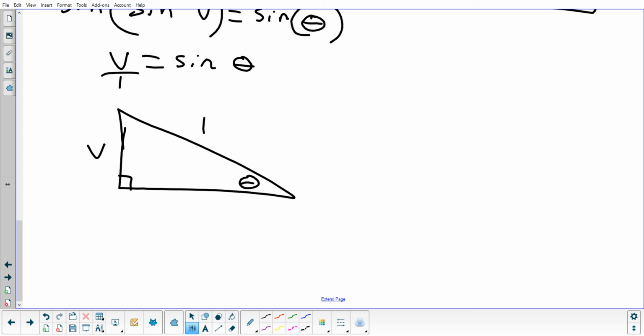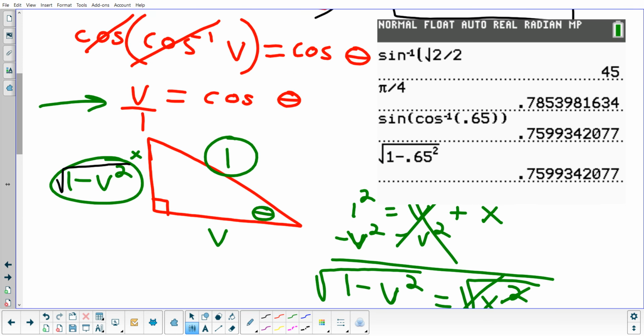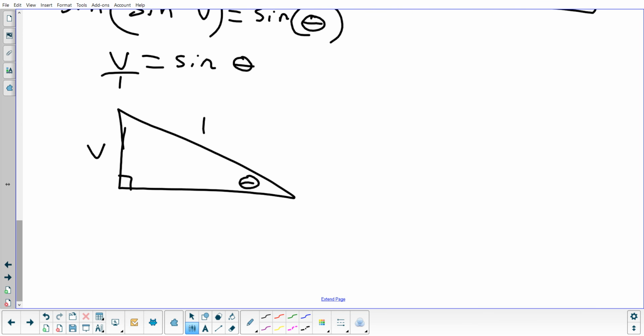If you scroll back up, this is the exact same diagram you just had. One of the legs is v, the hypotenuse is 1. So if we do the Pythagorean theorem, we're going to get exactly the same thing again. It's the square root of 1 minus v squared.